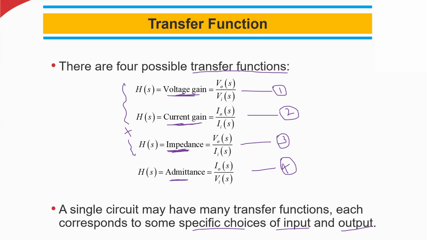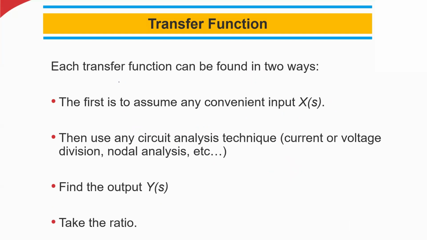So now you know the transfer function. Each transfer function can be found in 2 ways. The first is to assume any convenient input, then use any circuit analysis technique, that is current or voltage division or node analysis, as I mentioned. This is from the network theory part. And then you find the output. Once you know the input and the output, it's easy to take the ratio and find the transfer function.